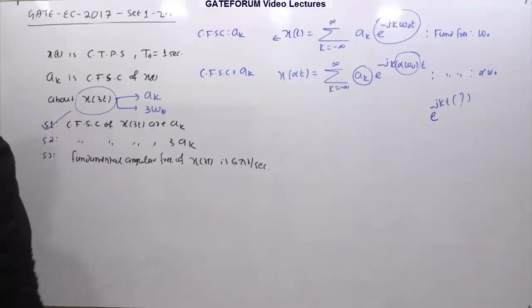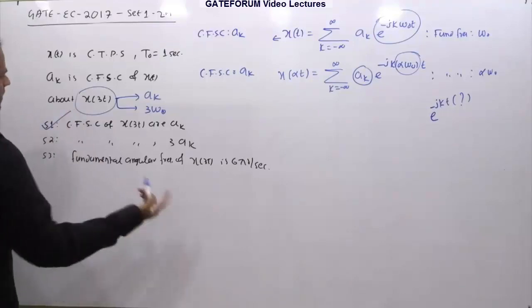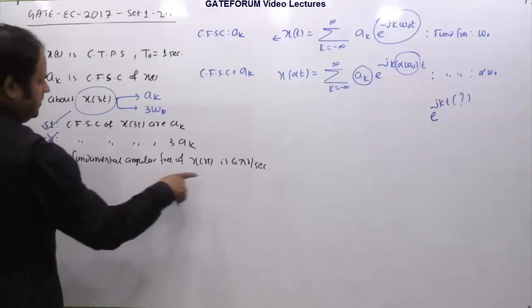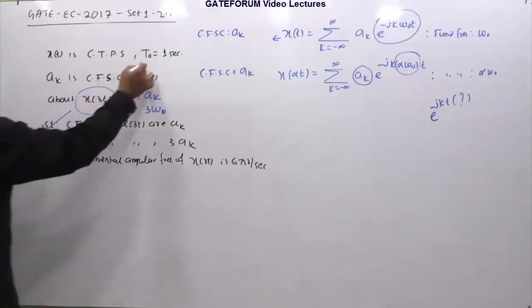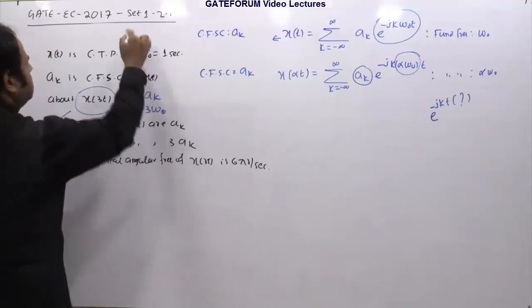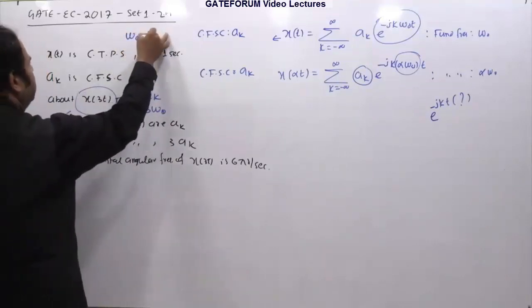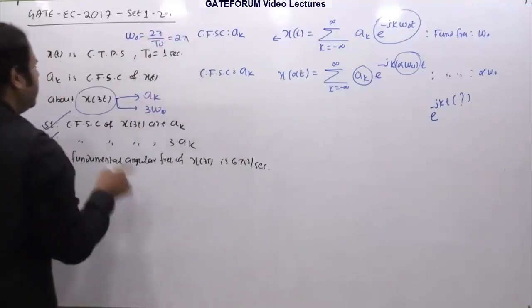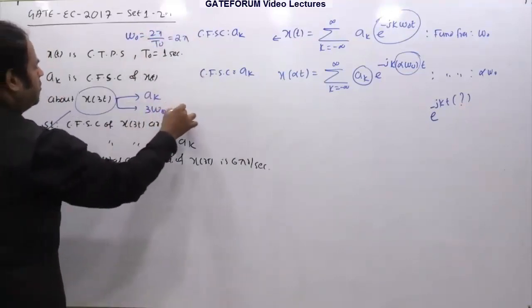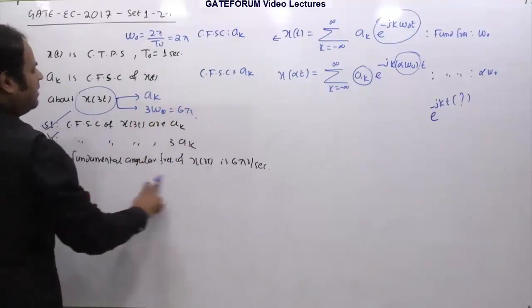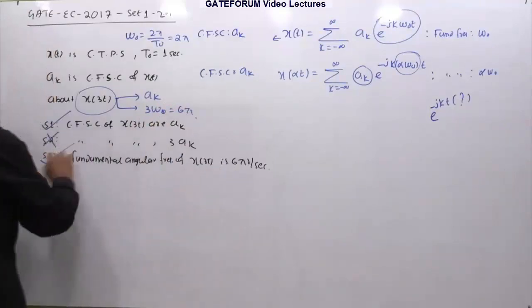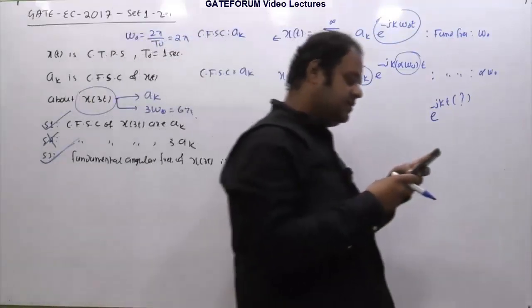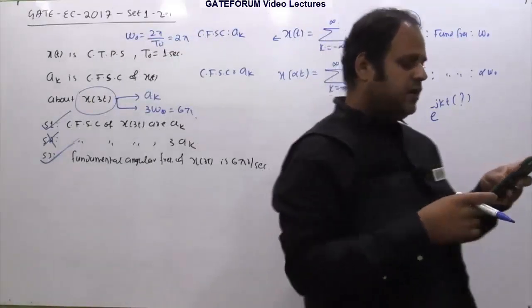So coming to statement 1, complex Fourier series coefficient of x of 3t are ak. Yes, it is true. Statement 2, complex Fourier series coefficient of x of 3t are 3ak. This is wrong. Statement 3, fundamental angular frequency of x of 3t is 6 pi. By the way, its fundamental time period is given T naught equals 1. So its fundamental frequency omega naught is given by 2 pi by T naught. T naught is 1 means this is 2 pi. So if omega naught is 2 pi, then 3 omega naught will be 6 pi, right? So fundamental angular frequency of x of 3t is 6 pi radian per second. This is also true. So statement 1 and statement 3 are true, and statement 2 is wrong.